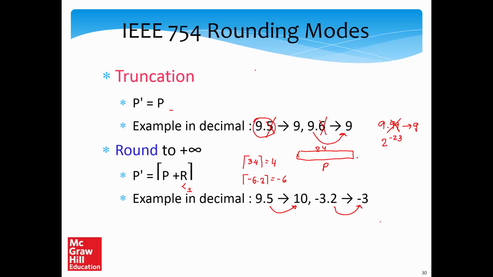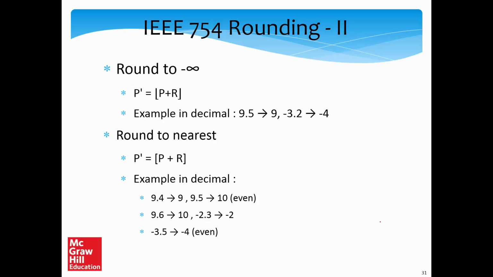So we discussed truncation, we have discussed rounding to plus infinity. One more method is rounding to minus infinity or negative infinity, which means we go to the lower integer. It's the opposite of rounding to plus infinity. So in this case, we actually go down. So from 9.5 we go down to 9, and from minus 3.2 we'll go to the lower integer, which is minus 4. So mathematically represented, we'll add R to P, and we'll take the floor of the value. Floor means go to the lower integer. For example, 4.6, the floor is 4.